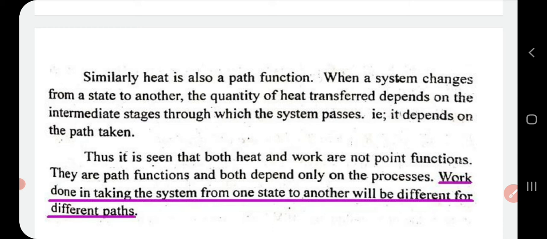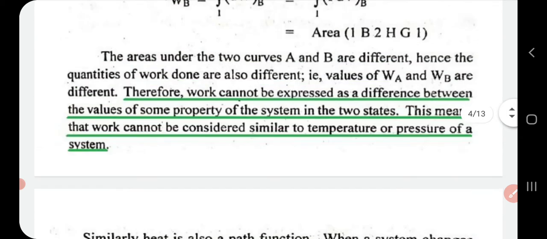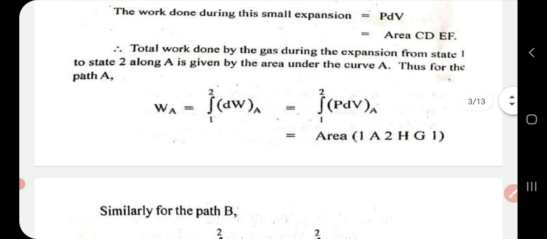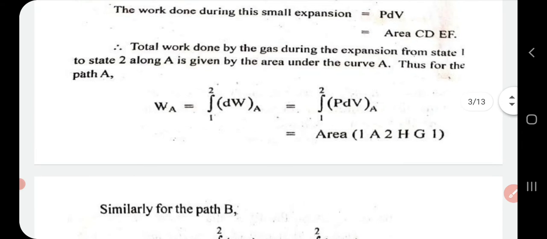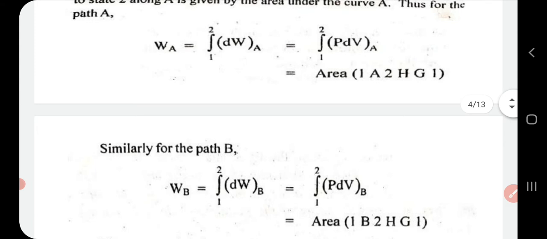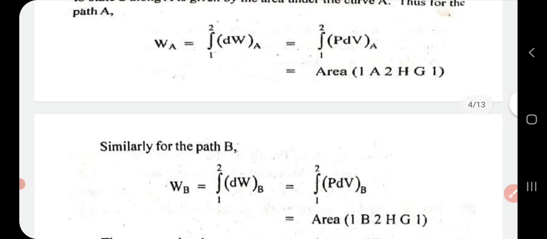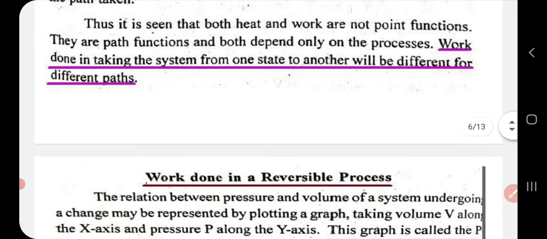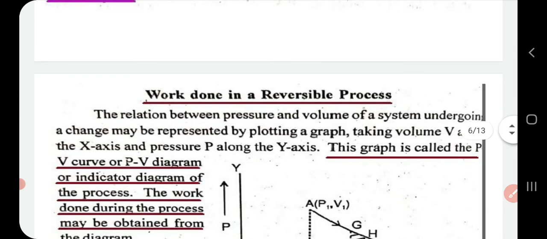So the conclusion that we reach is that work done in taking the system from one state to another will be different for different paths. It's quite evident: when we take the system along the path A, work done is given by the area 1A2HG1, whereas when the system is taken from state 1 to state 2 along the path B, work done is given by the area 1B2HG1. Both these areas have different values, so it is very clear that work done in taking the system from one state to another will be different for different paths.